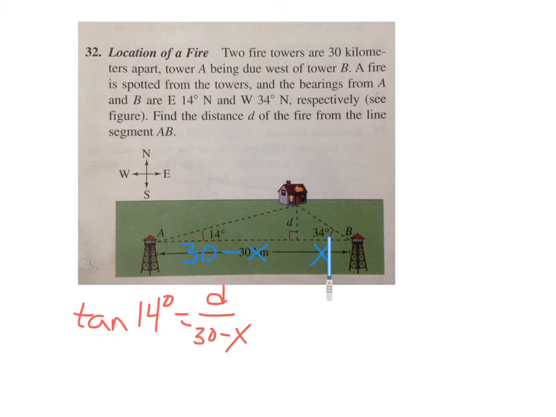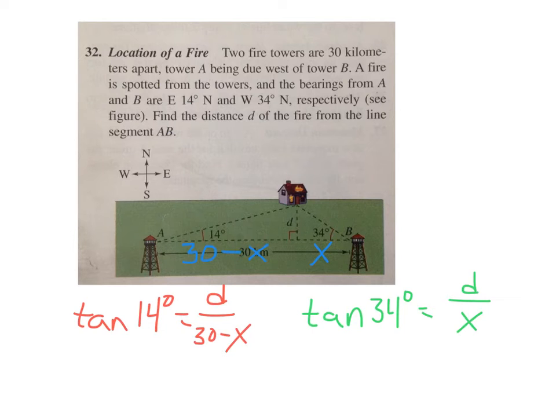Lucky for us, we have another right triangle here. Again, we have a 34-degree angle. We don't have the hypotenuse, so we're thinking of tangent, opposite over adjacent. So our second equation is tangent of 34 degrees equals that same D over X, opposite over adjacent again. As long as we have as many equations as we have variables, we should be able to solve it.